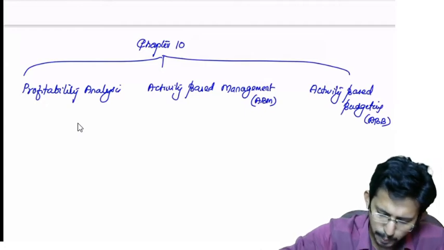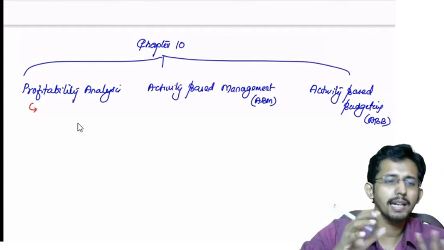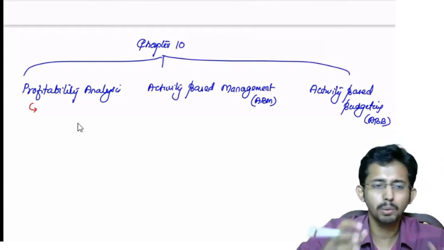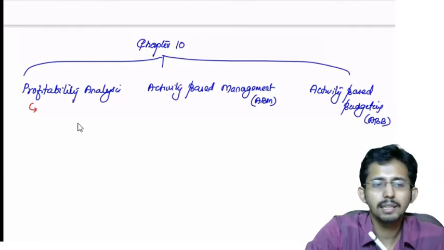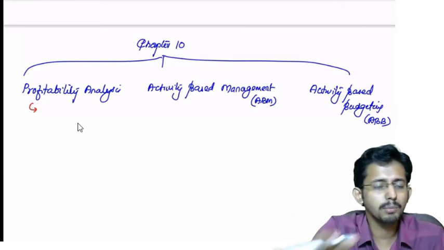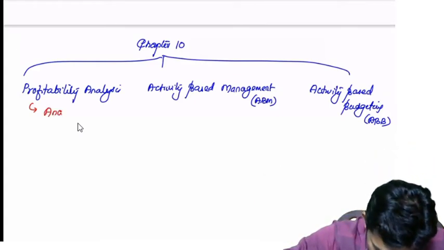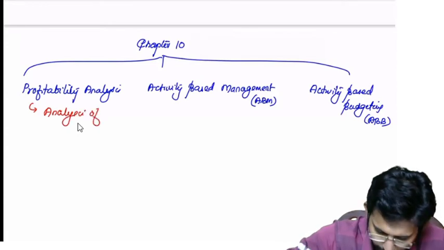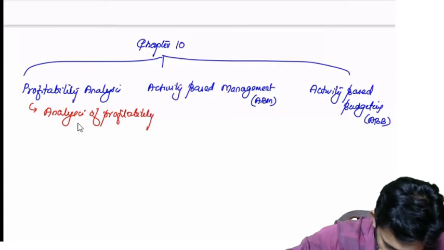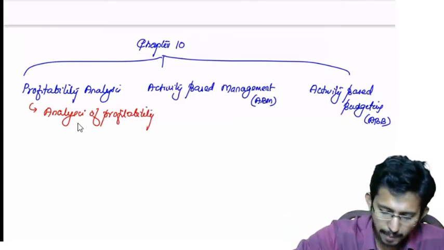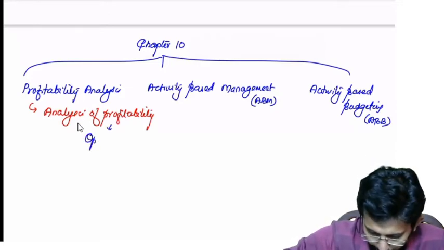Okay. Now, what is profitability? Profitability is nothing but the profit earned by an entity or a division or a unit or branch or whatever. So, profitability analysis means analysis of the profits earned by an entity or a firm or whatever. Okay. So, this is basically analysis of profitability. Now, when you say profitability in costing, we refer to operating income.